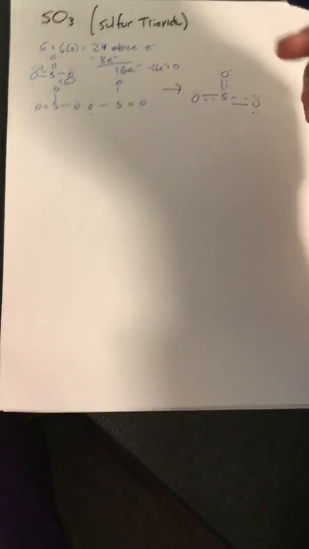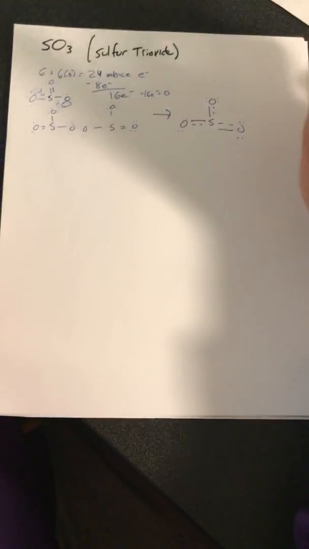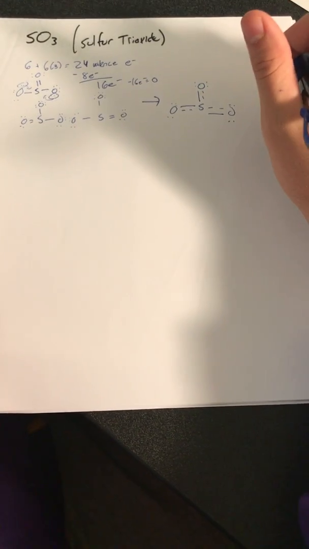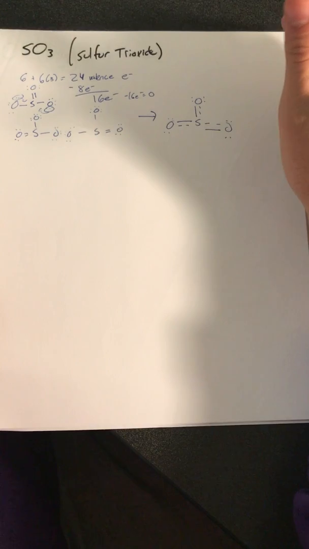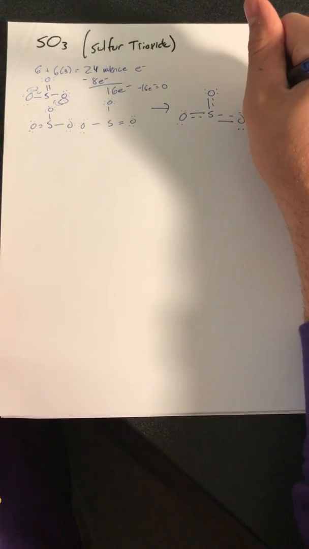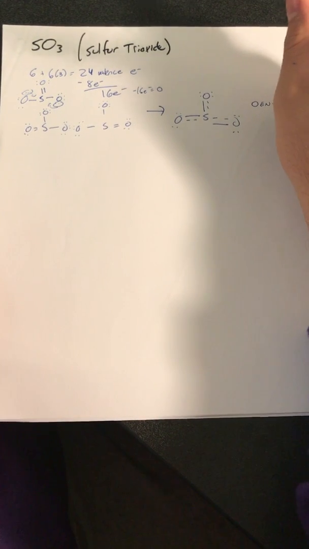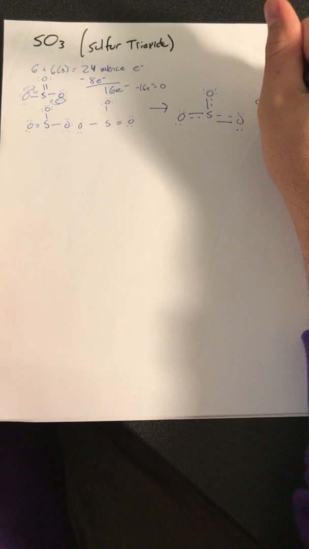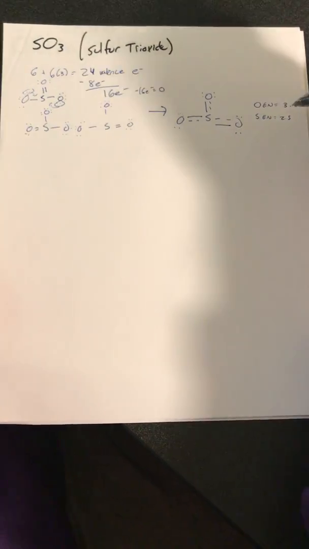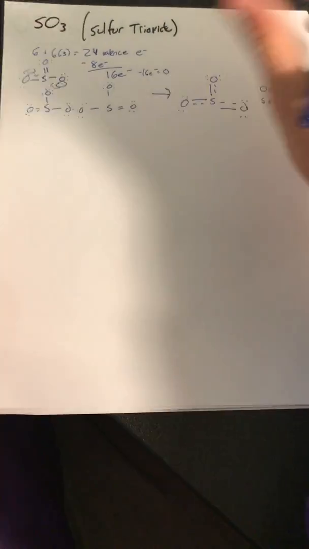Okay, so this is our final Lewis structure, and now we're going to use the differences in electronegativity to determine which way the dipoles will be directed. So oxygen has an electronegativity of 3.5, whereas sulfur has an electronegativity of 2.5, making oxygen the more electronegative.